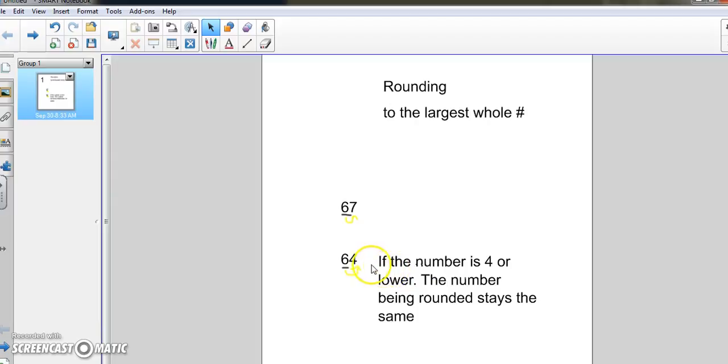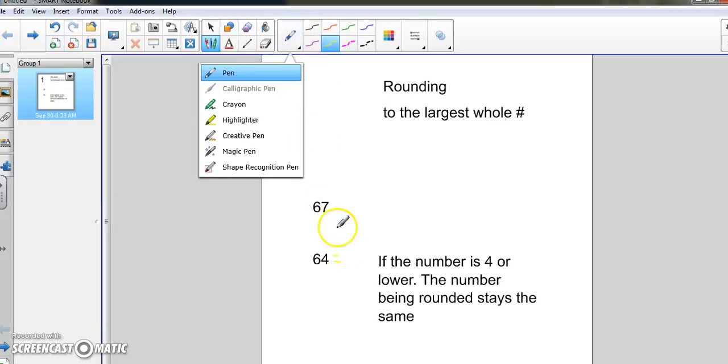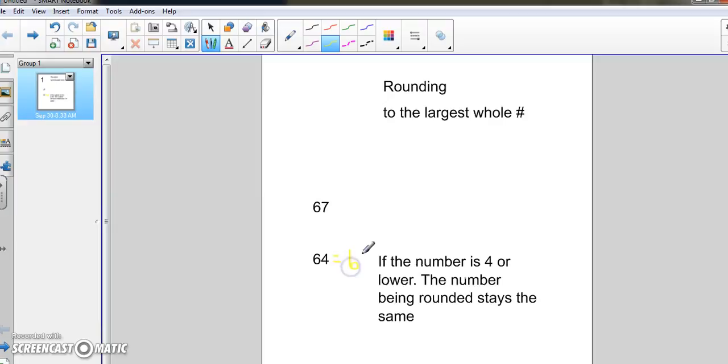Okay, so the number to the right is 4 or lower. And so this makes this 64, it makes it stay the same. I'm going to erase these here. So it makes the 6 stay the same, and then everything else becomes a 0. So 64 becomes 60. All because the number to the right of the number we're rounding is 4 or lower.